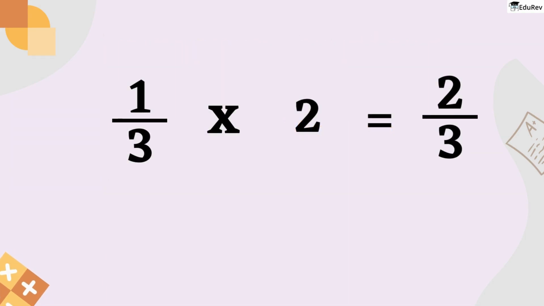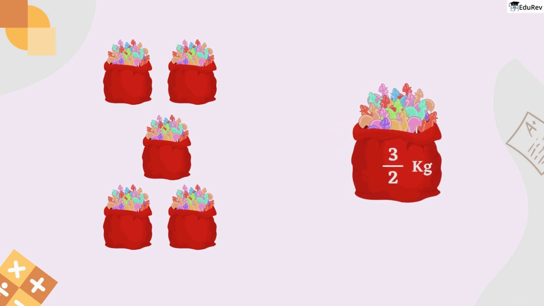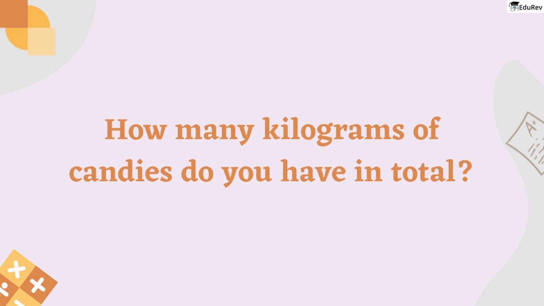Students, in the example where we multiplied a fraction by a whole number, we multiplied a whole number with a proper fraction. And now, we will multiply a whole number with an improper fraction. Imagine you have 5 bags of candies. Each bag contains 3 by 2 kilograms of candies. How many kilograms of candies do you have in total?